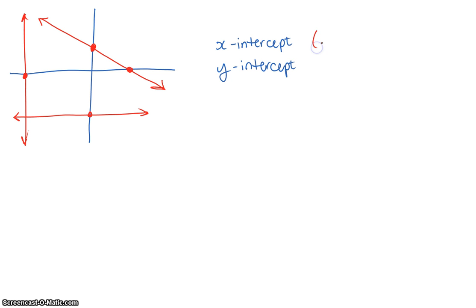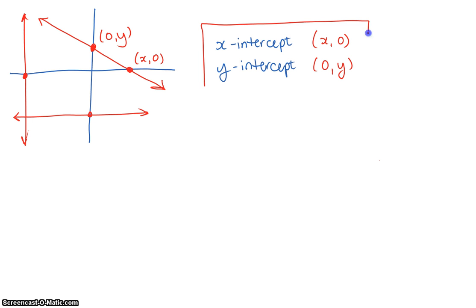The x-intercept will always have a coordinate point of some value for x and 0 for y. The y-intercept will always have some value for y and always 0 for your x. These can be used as points to help you find the slope.